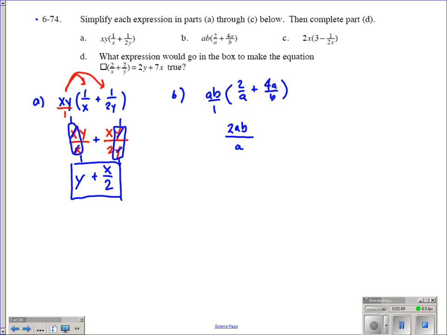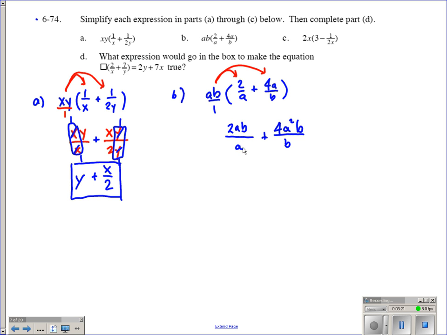So we've multiplied that first times the first part of the quantity, and now we've got to distribute the second part. So we're going to say plus ab times 4a is going to give us 4. When we do a times a, it's going to give us a squared. And then we're going to have our b over 1 times b gives us b.